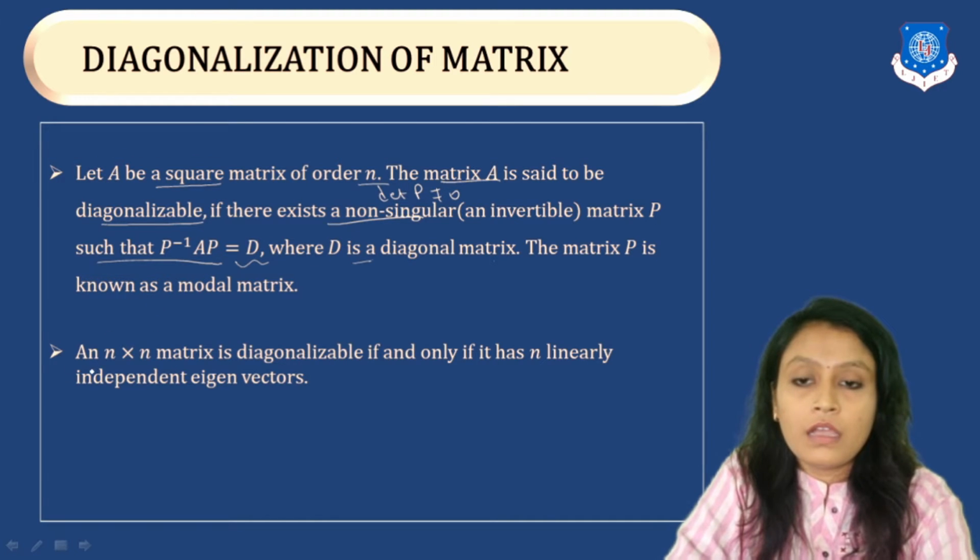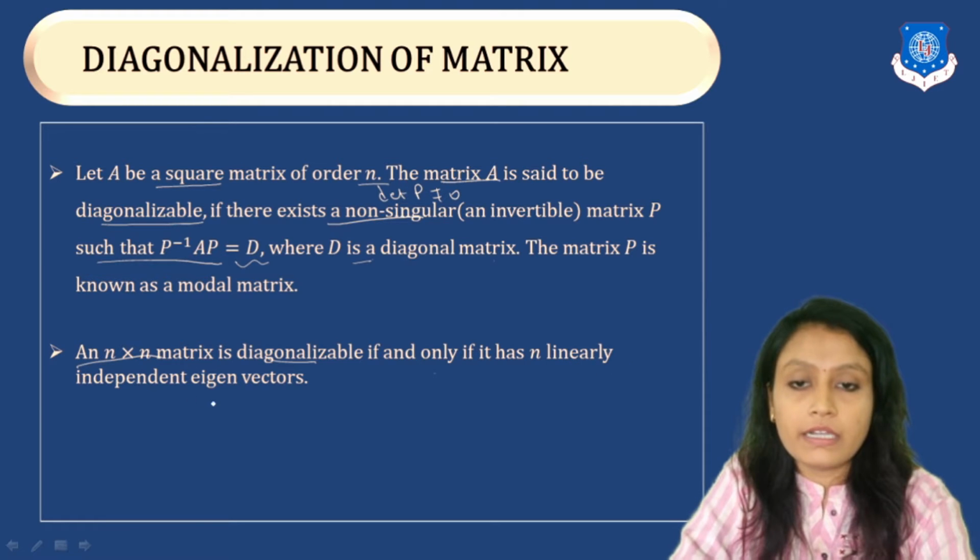Now an n cross n matrix is diagonalizable if and only if it has n linearly independent eigenvectors. So for example, if we have a 3 cross 3 matrix, then we should have 3 linearly independent eigenvectors. Then we can directly say that this 3 cross 3 matrix is diagonalizable.